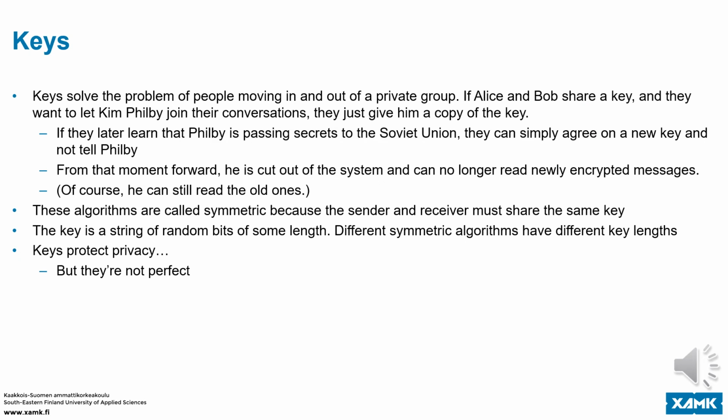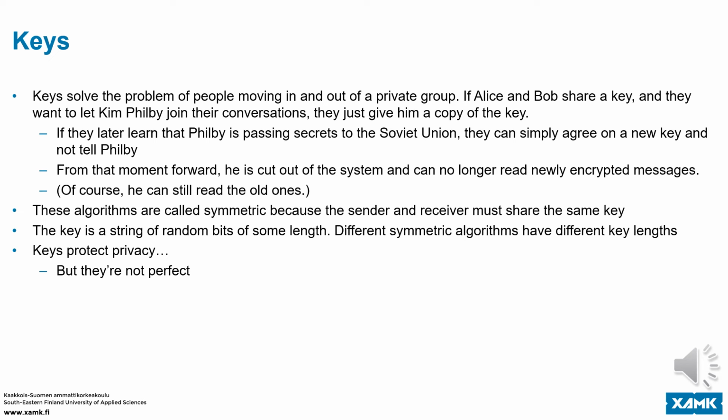Keys solve the problem of people moving in and out of a private group. If Alice and Bob share a key and they want to let Kim Philby join their conversations, they just give him a copy of the key. If they later learn that Philby is passing secrets to the Soviet Union, they can simply agree on a new key and not tell Philby. From that moment forward, he is cut out of the system and can no longer read newly encrypted messages. Of course, he can still read the old ones, but he was already able to do that before.